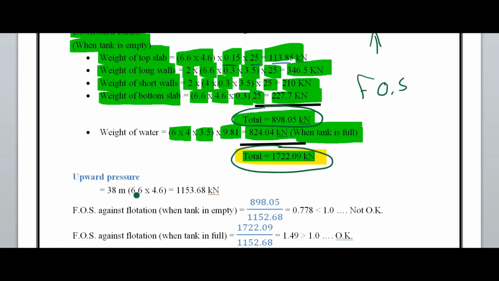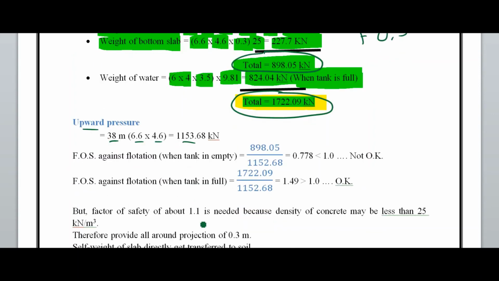Then the upward force: 38 into 6.6 into 4.6, so 1153.68 kilonewton. Now we have to calculate the factor of safety. Factor of safety means downward force divided by upward force. So the factor of safety when the tank is empty.